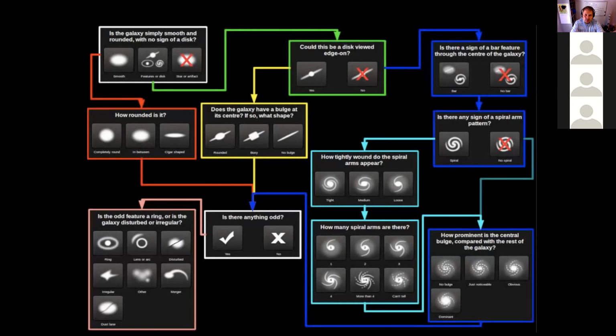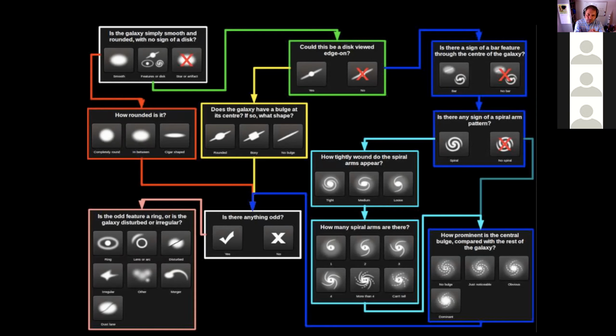So all these questions were workshopped beforehand. We have to be very, very clear about all of this, right? So things like, is the galaxy simply smooth and rounded with no sign of a disk? So smooth or features. And it doesn't say disk galaxy exclusively, because later on there are options that it's not a disk galaxy, but say an interaction, for example. And so you don't want to design that stuff out.